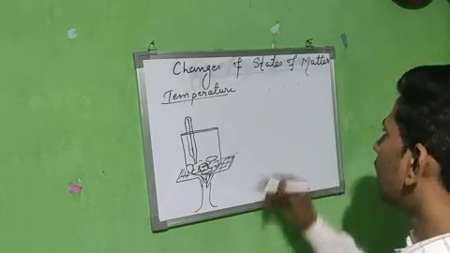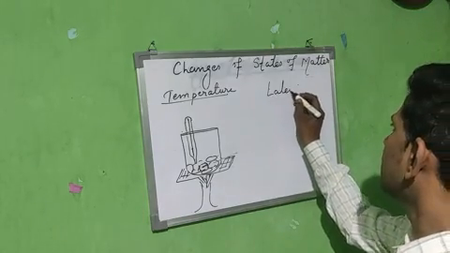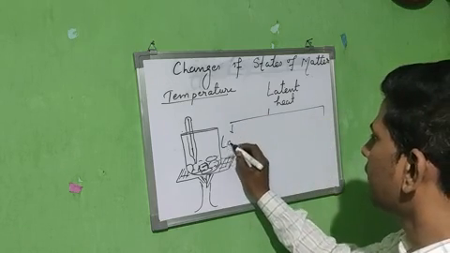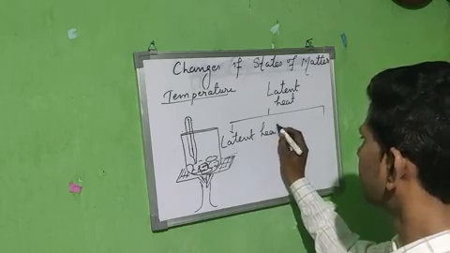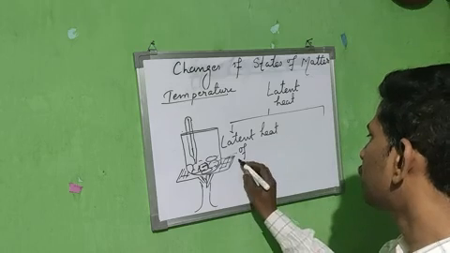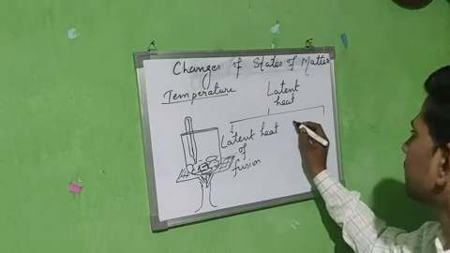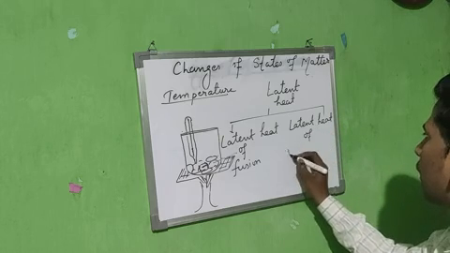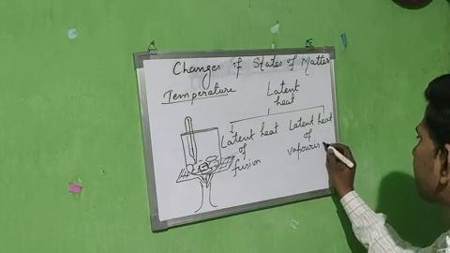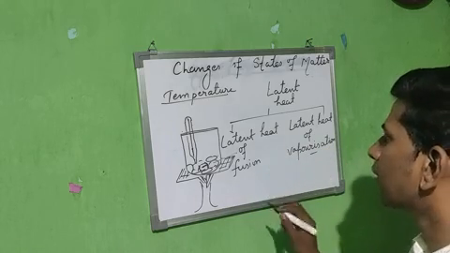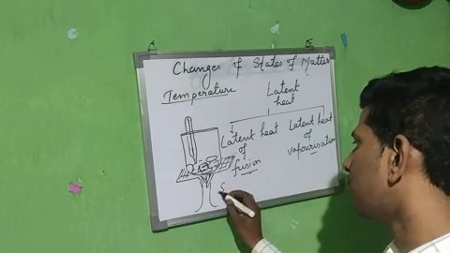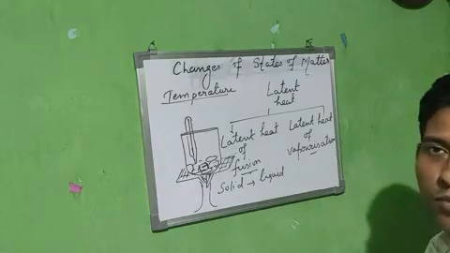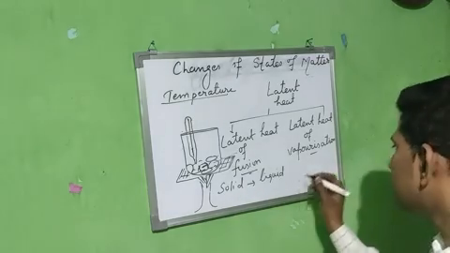There are two types of latent heat concepts that we have to study. The first is latent heat of fusion, and the second is latent heat of vaporization. It is very much clear. Fusion means definitely solid is changing to liquid state, and vaporization means liquid is changing into gaseous state. Very good.